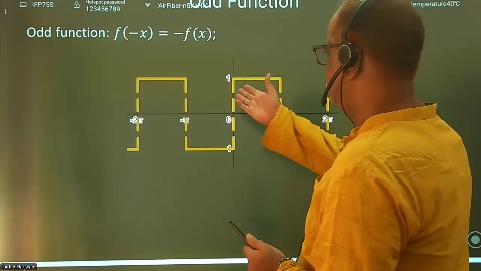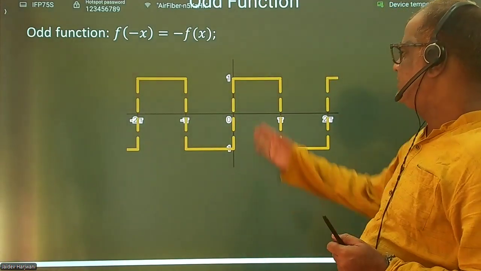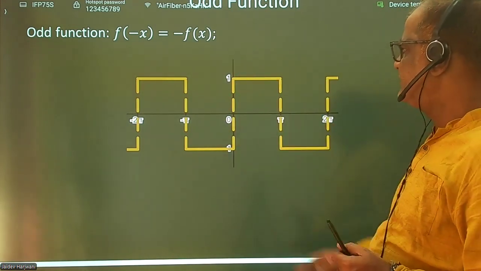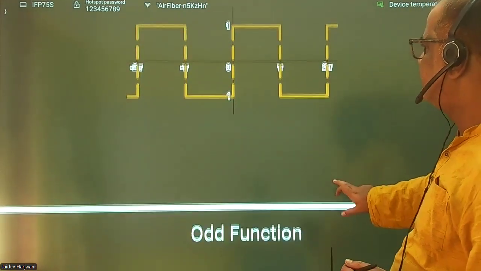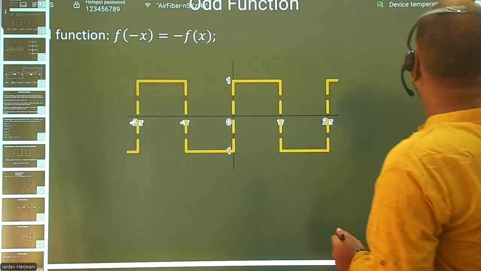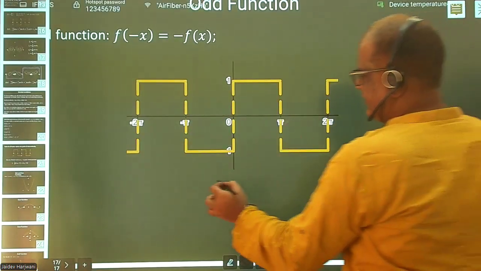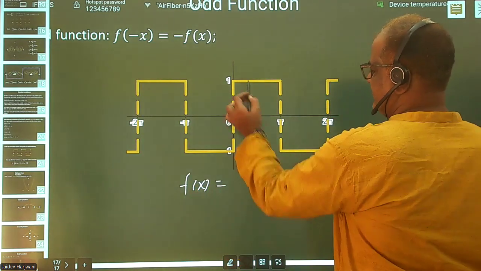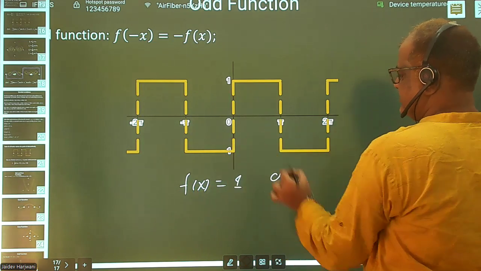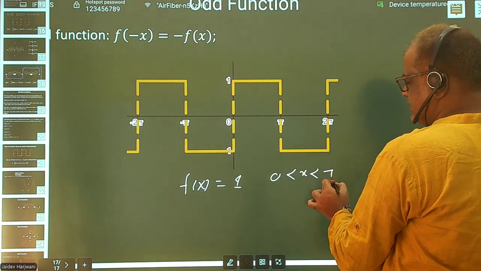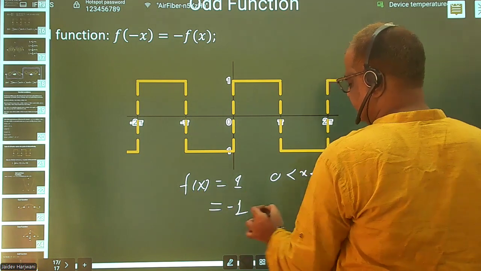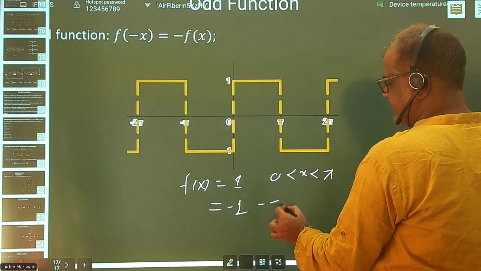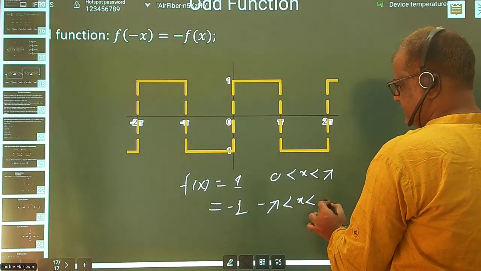So this square wave, this is the odd function, okay? Because you take any value of x, f(−x) is equal to −f(x), you can clearly see. So this function we have already defined. How to define this function? We can write f(x) is equal to 1 when x is between 0 to π, and the value is −1 when x is between −π to 0.